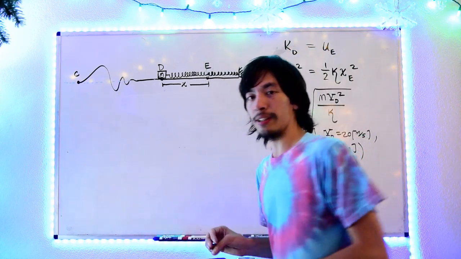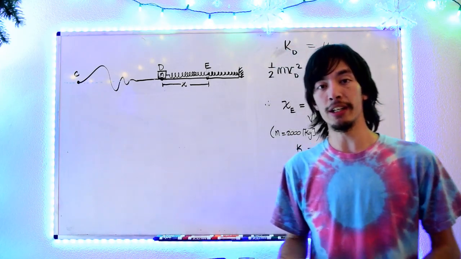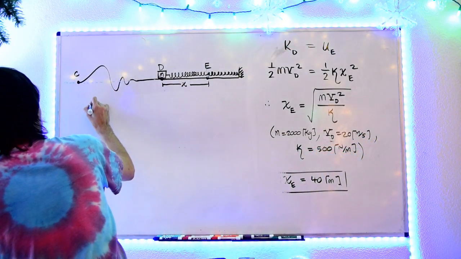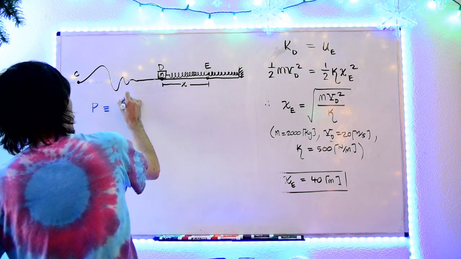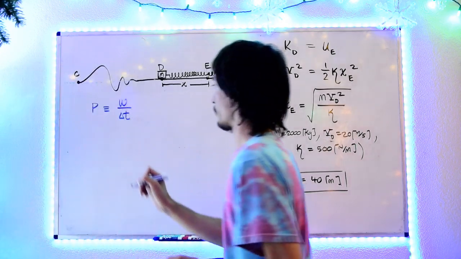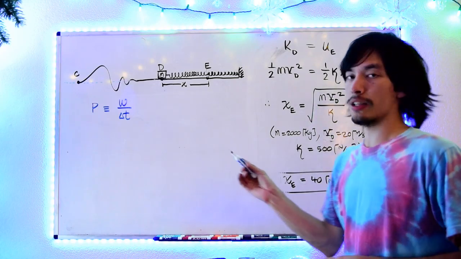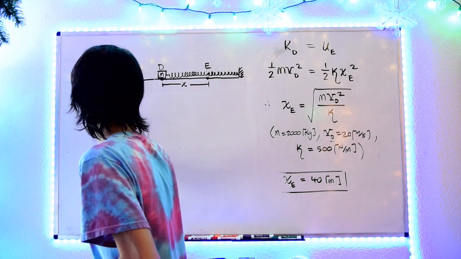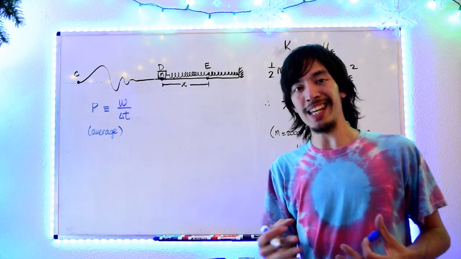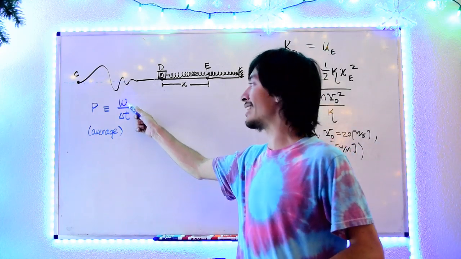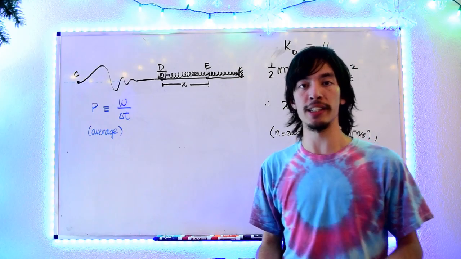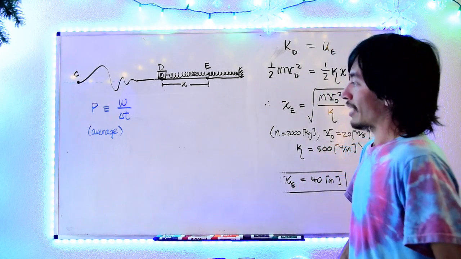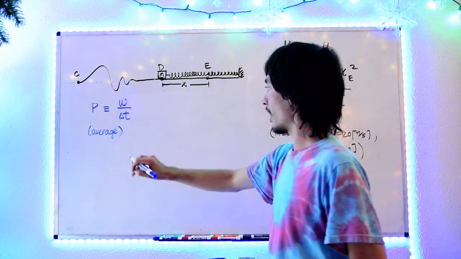So we want to calculate the average power created from the system. The power, by definition, is the amount of work done per amount of time. So that's going to be our average power. If you want the instantaneous power, you need to do dW/dt, the instantaneous rate of change, the time derivative of the work done. So the average power is simply the amount of work over the amount of time elapsed.